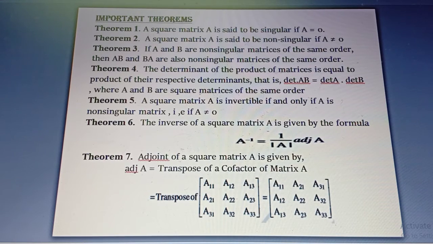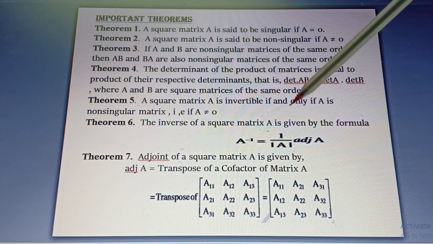The determinant of the product of matrices is equal to the product of their respective determinants. For example, determinant of AB is equal to determinant of A into determinant of B, right? Where A and B are square matrices of the same order. A square matrix A is invertible if and only if A is a non-singular matrix. For example, determinant of A is not equal to 0, right?